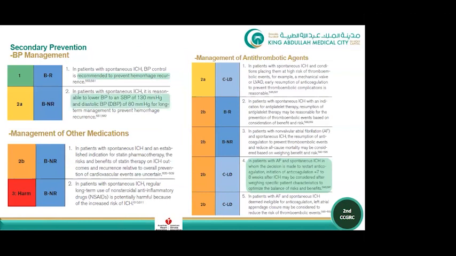So long-term blood pressure control should ideally be below 130 to prevent the recurrence of the ICH. And then statin pharmacotherapy is of uncertain efficacy, and they recommend against long-term use of NSAIDs because they increase the risk of recurrence of ICH. And if a patient has AFib and is indicated for anticoagulation, then it should be postponed for 7 to 8 weeks.